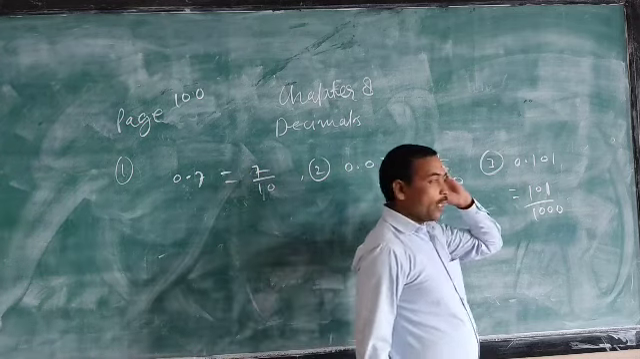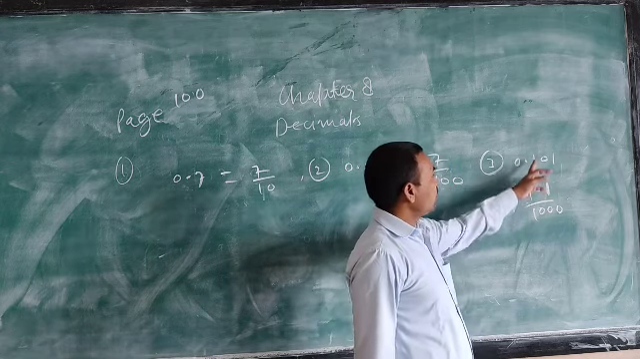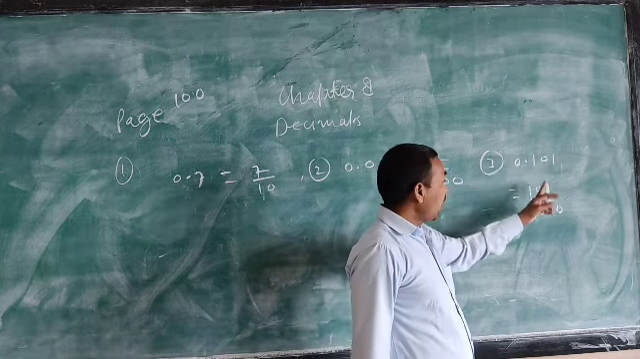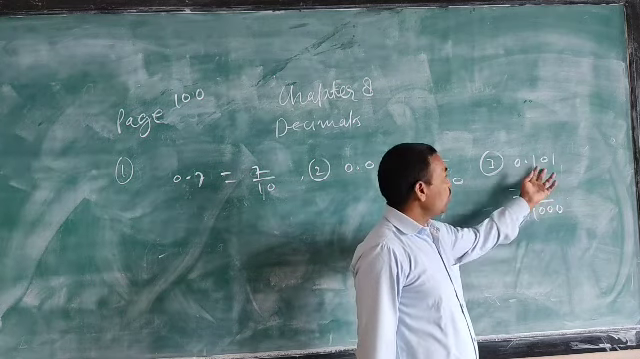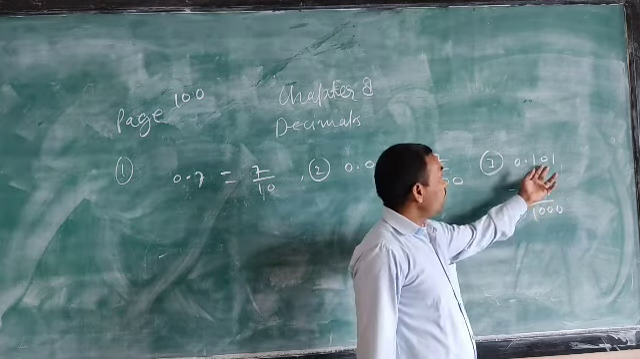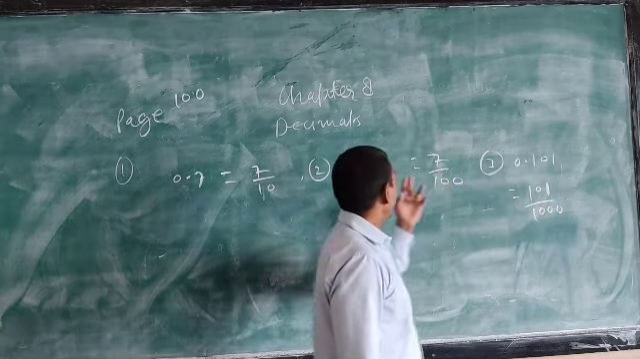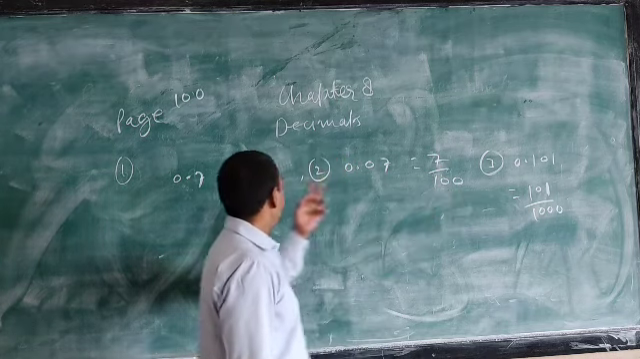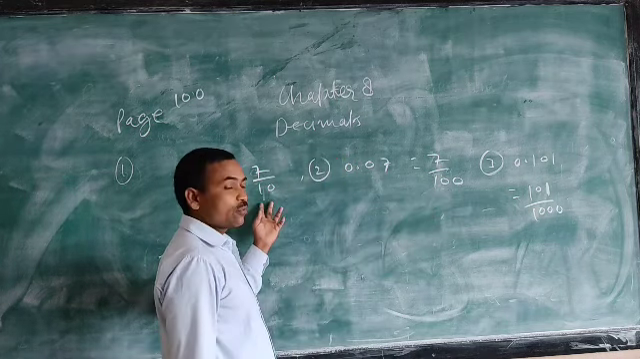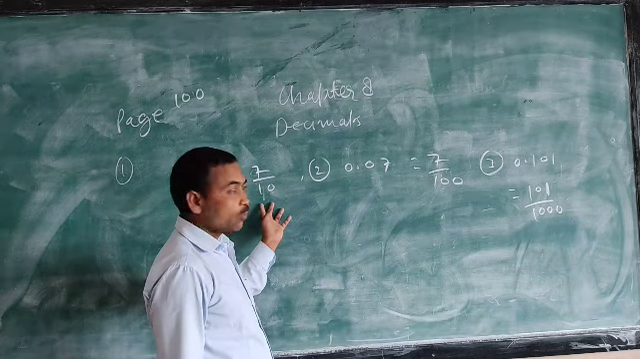Here see how to write. One method is given. You have to write this number without the decimal as the numerator. What should be the denominator? You count the number of decimal places. If there are 3 decimal places, the denominator should be 1000. If there are 2 decimal places, the denominator should be 100. If there is 1 decimal place, the denominator should be 10. I hope you understood. Okay?